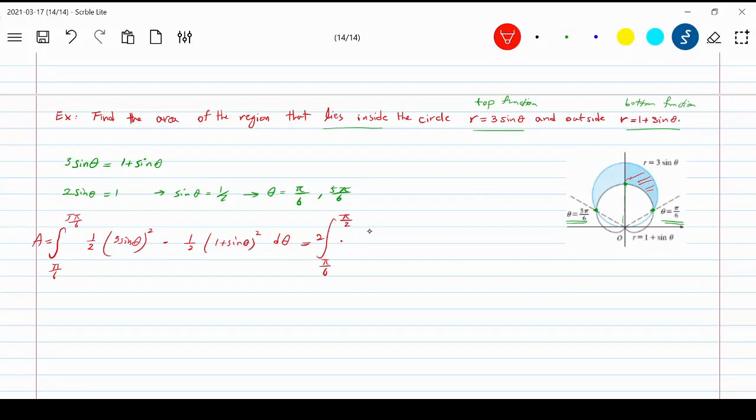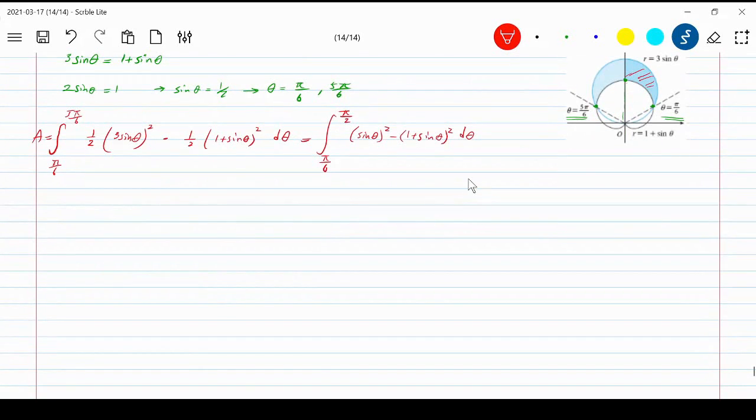This 2 times 1/2 and 1/2 will cancel out, so you basically get 3 sine theta squared minus 1 plus sine theta squared d theta. And it makes it easier. We're dealing with less coefficient, that's why I multiplied it.